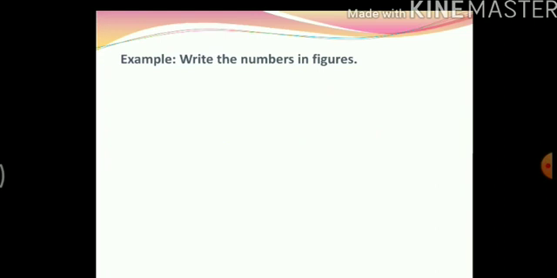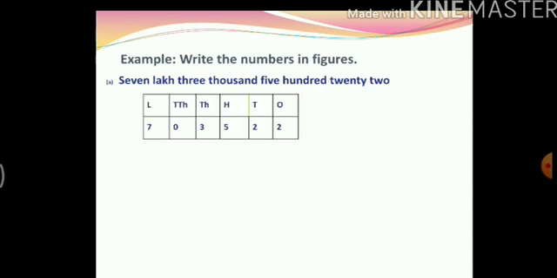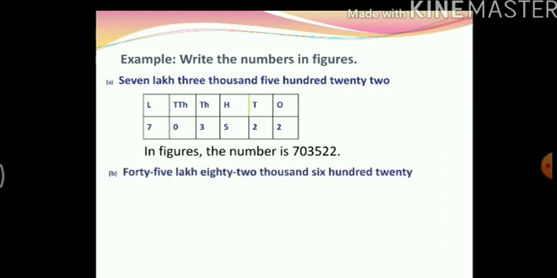Next, we have another example. Write the numbers in figures. So you have a number here written in words. 7,03,522. Once more, placing them in the place value chart makes it easier. So after we draw the place value chart, we put 7 in the lakhs place, we put 3 in the thousands place, we put 5 in hundreds place, we put 22 in the tens and ones place. So our number in figures is 703522.